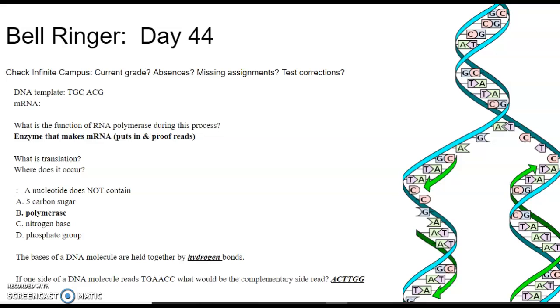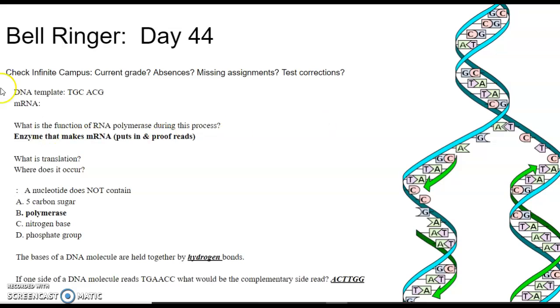Notice it says to check Infinite Campus, your current grade, absences, missed assignments, test corrections. Please especially make sure you look and see if you have any zeros. If you have any zeros for those grades, you need to go back and make sure that you complete what's missing and turn it in, and make sure that we know that you've turned it in. You don't want to go into the 9 weeks with zeros. So go ahead and check those grades. Check your absences. Sometimes Infinite Campus does funny things. So check those and let us know if you have any questions.